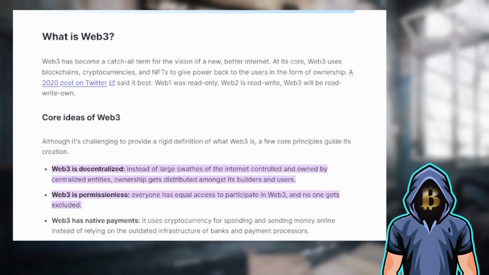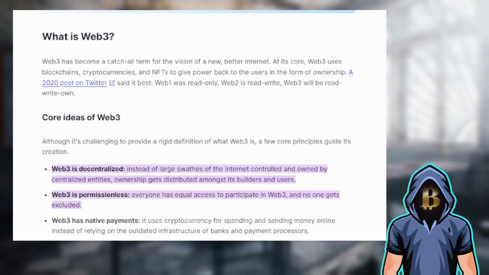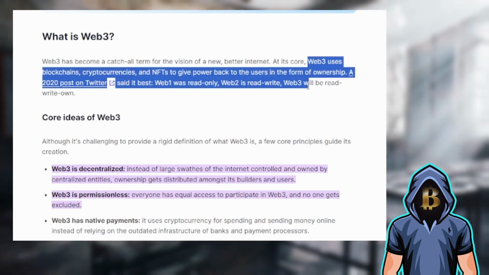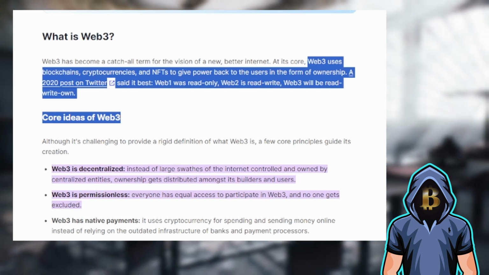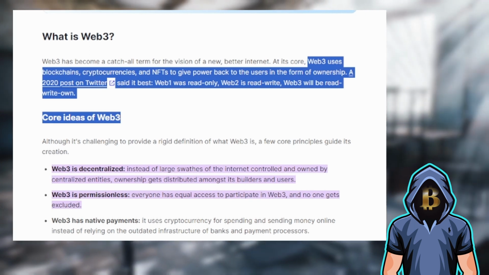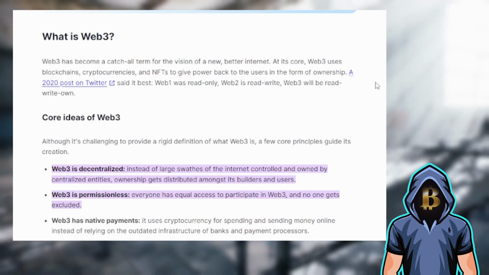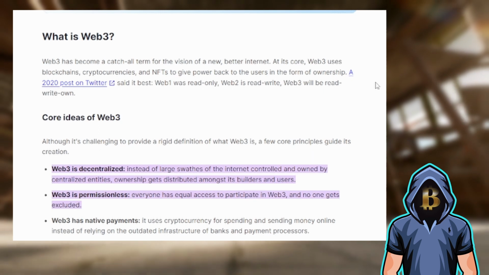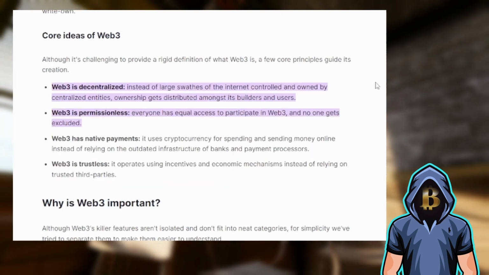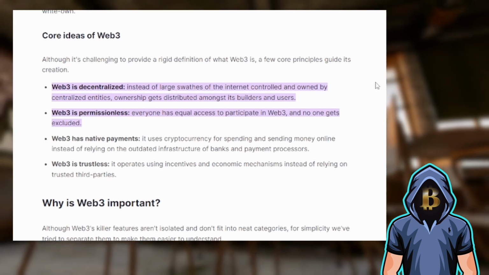Web 3 has become a catch-all term for the vision of a new, better internet, and at its core, Web 3 uses blockchains, cryptocurrencies, and NFTs to give back the power to the users in the form of ownership. A 2020 post on Twitter said it best: Web 1 was read-only, Web 2 is read and write, and Web 3 is read, write, and own. So let's take a look. What are the core ideas around this next version of the web?